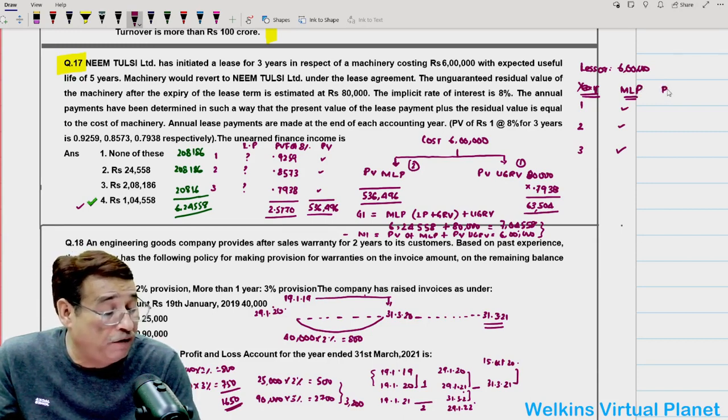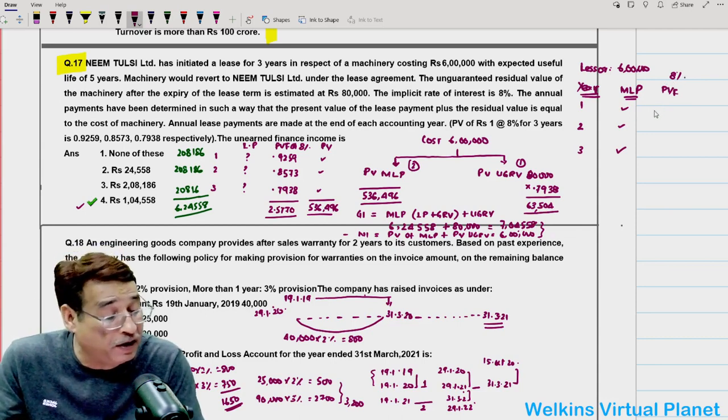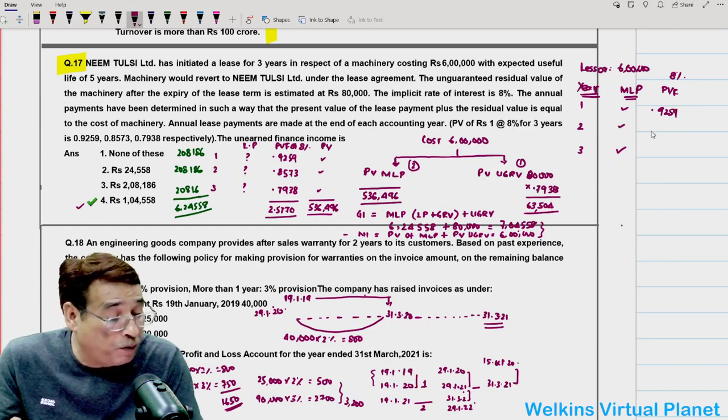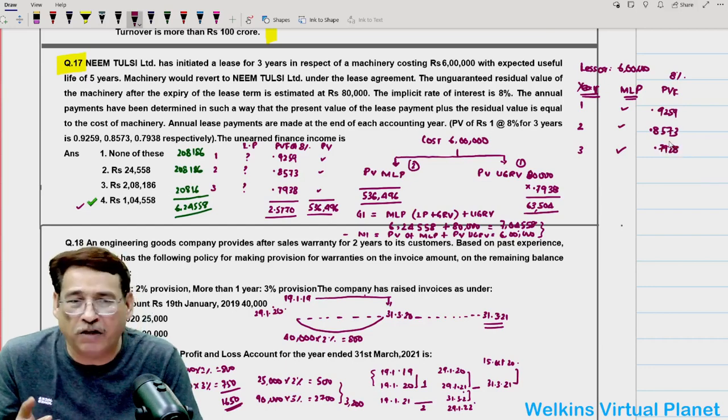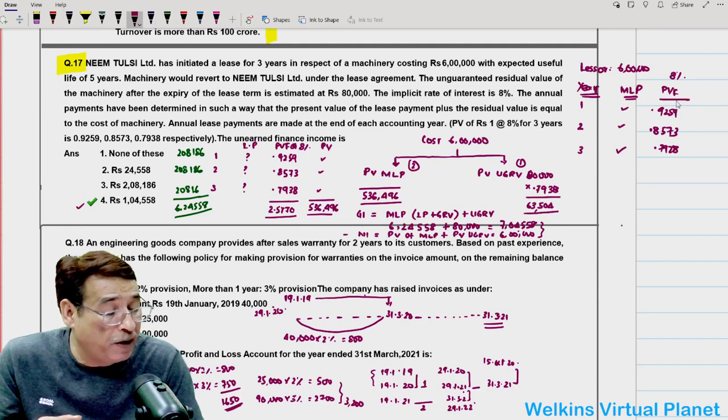After this, I will consider the present value factor at a particular rate. Let us say the present value factor at a rate of 8%, for the first year, just for simplicity's sake, is 0.9259. Let us say 0.8573 and let us say 0.7928. These are the present value factors for the first 3 years at 8%. If I multiply all these things, we get the present value.